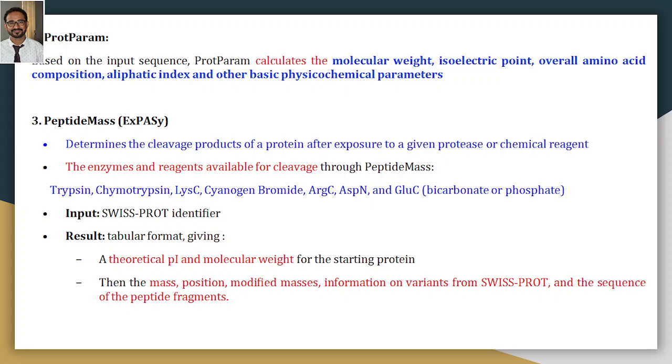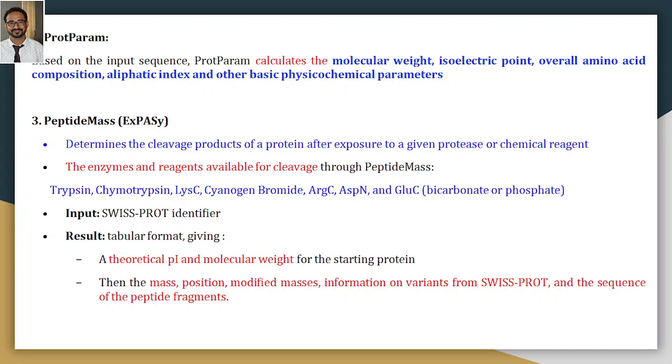That means once the protease enzyme or any chemical reagent breaks down the protein molecule, we are going to determine the products of the protein. The enzymes and reagents available for cleavage in the peptide mass tool can be trypsin, chymotrypsin, LysC, cyanogen bromide, ArgC, AspN, GluC, that is bicarbonate or phosphate. All these enzymes can cleave the protein to get the products of the protein, that is, peptides.